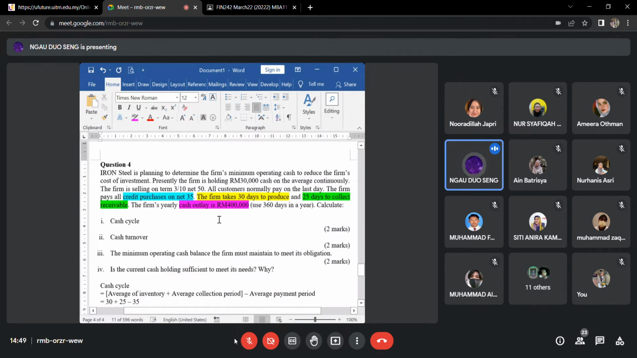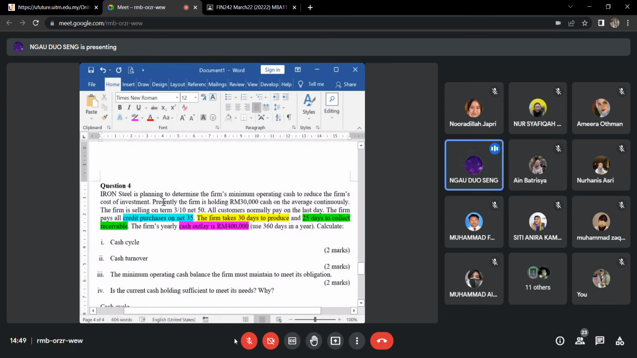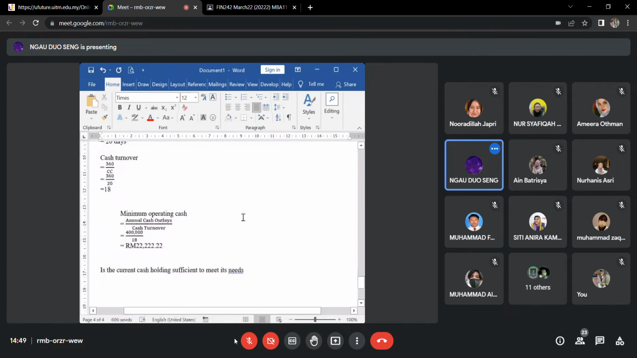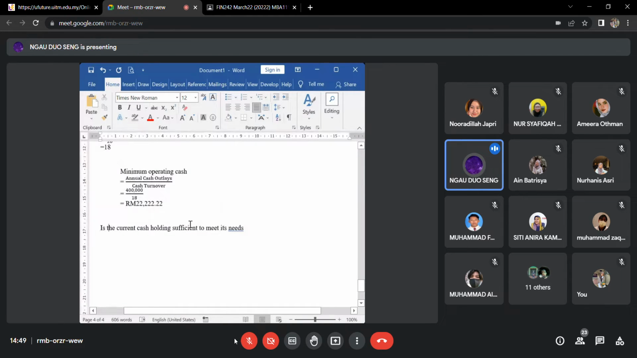Okay, so we can check here. It says the firm is holding 30,000 cash on average continuously. So is it enough or not enough? Enough. Yes, enough. So you can see, we just amend this one: the current cash holding is sufficient to meet its needs.